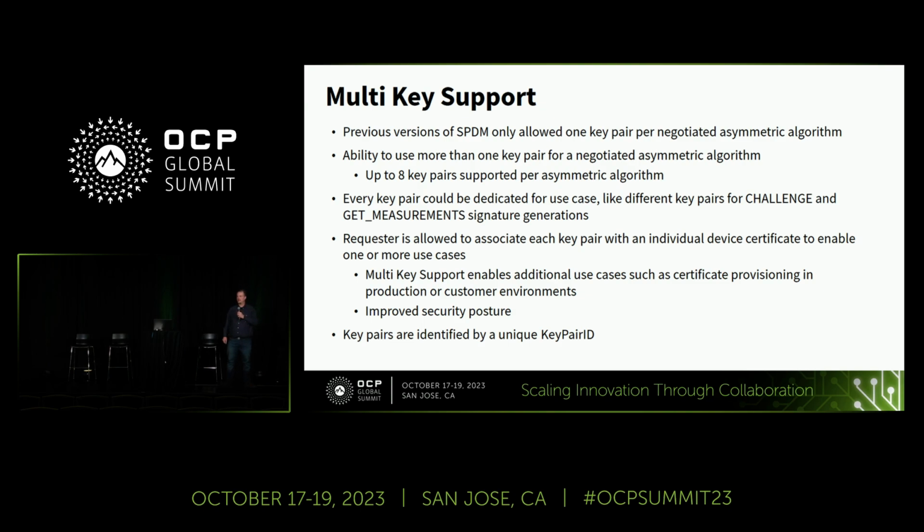The other big thing that's in there is you can actually tell the device what use cases you want the key assigned to. So you might say, I want a key that's only going to be used for challenge. And in that case, you can tell the device, and if the device receives a request to assign some measurements with that key, it's going to reject it.